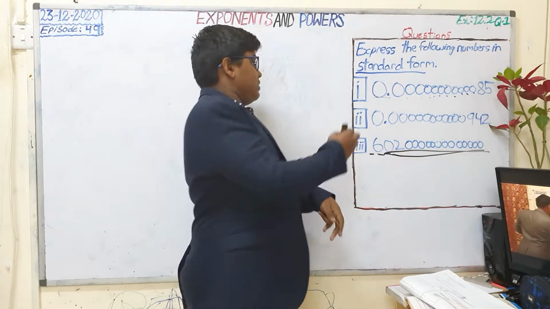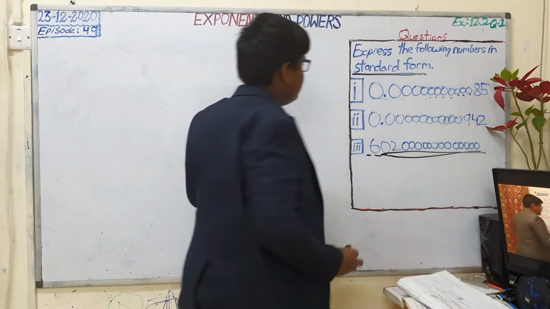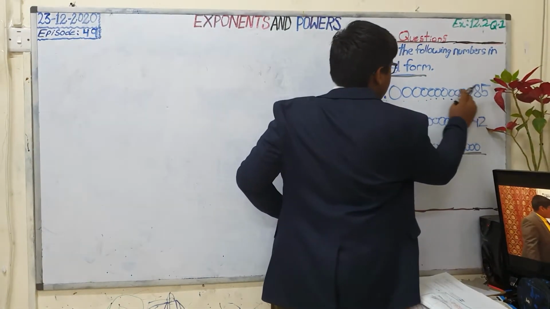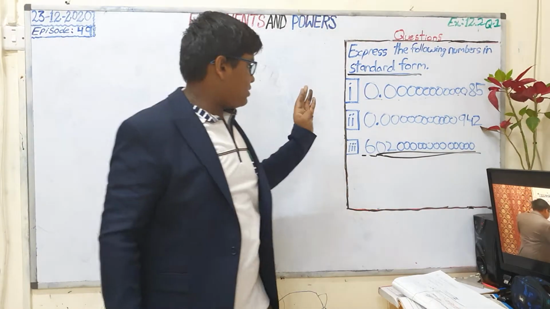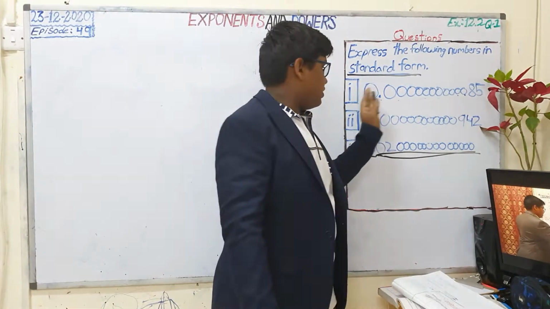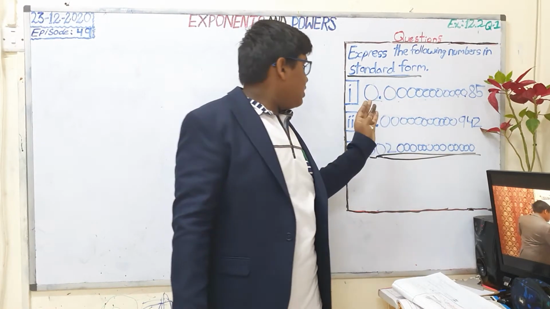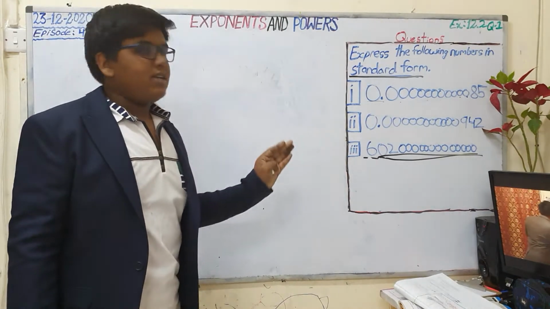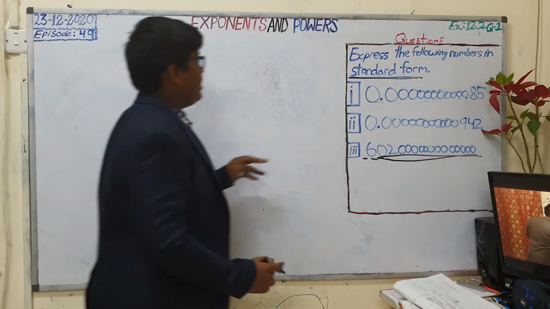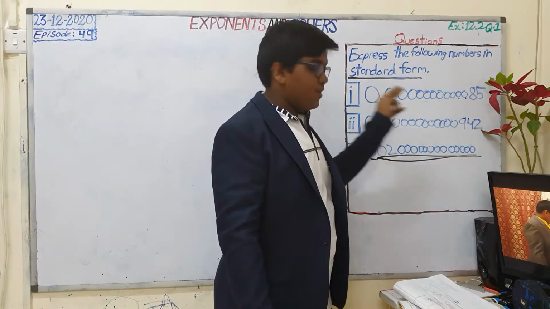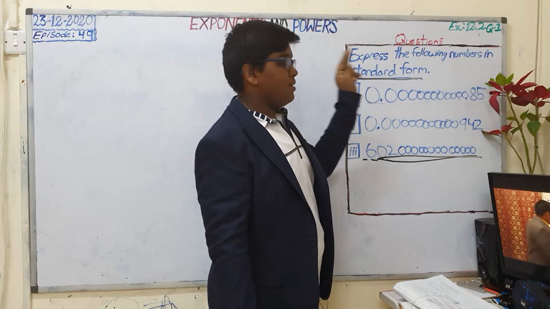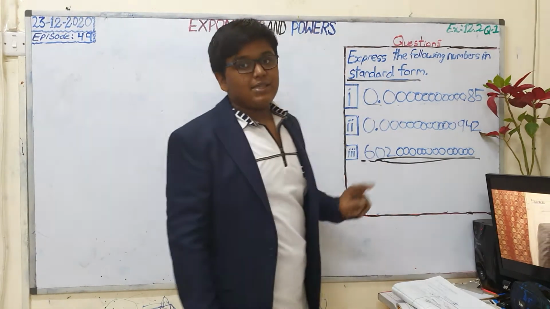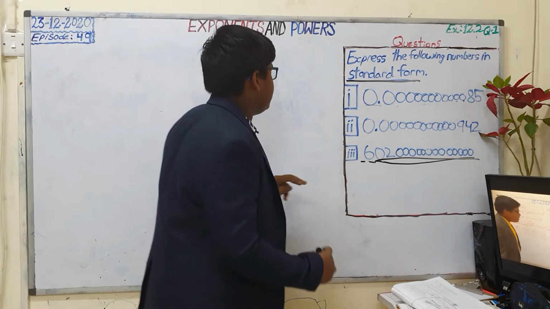So first is standard form. And what is standard form? Standard forms are the forms we get when we simplify all these zeros and values. All these huge numbers with zeros and decimal points are called usual form. But when we express them in the short form, then they are called standard form.